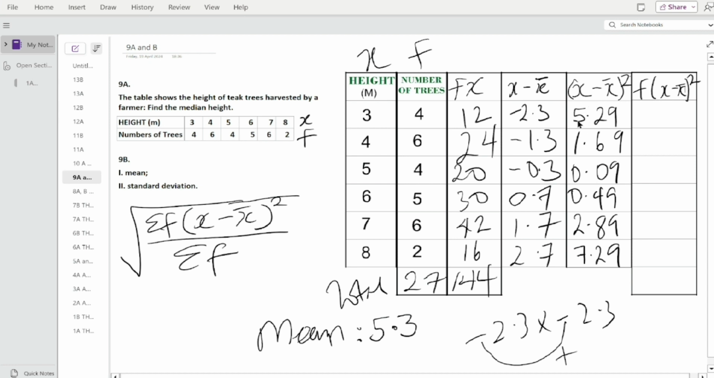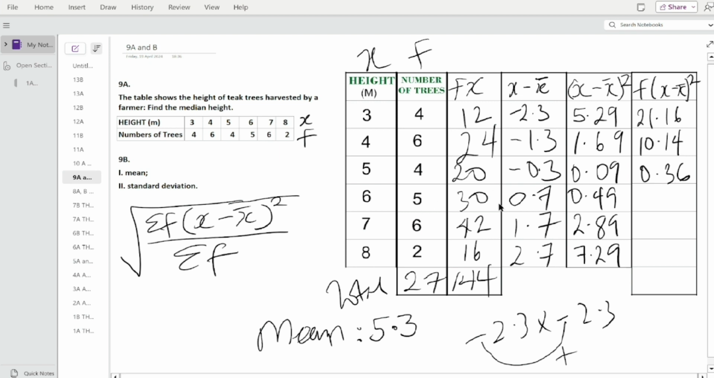The next table we'll have is f into open bracket x minus x bar, or the mean, all squared. These values we have derived from x minus x bar all squared. We'll multiply it by the frequency on the same line. So we have like 4 times 5.29. We have 6 times 1.69. Let's start with the first one. 4 times 5.29 will give us 21.16. 6 times 1.69 will give us 10.14. 4 times 0.09 will give us 0.36.